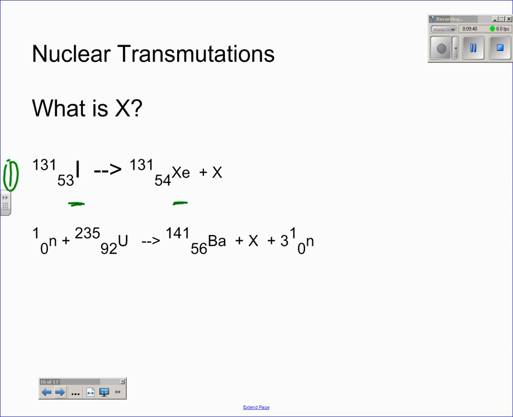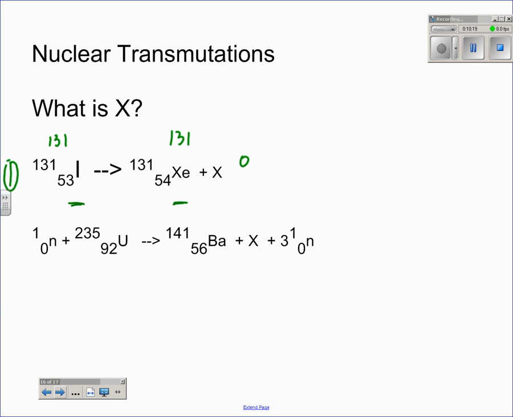So let's see if we can figure out what this particle is. Remember, by the law of conservation of mass, the mass of the reactants has to equal the mass of the products, and the same thing as far as charge: the charge of the reactants has to equal the charge of the products. So on the reactant side, we have a total mass of 131. On the product side, we need to have a total mass of 131, and we do already have 131 as our mass. So the mass of our new particle is going to have to be 0.